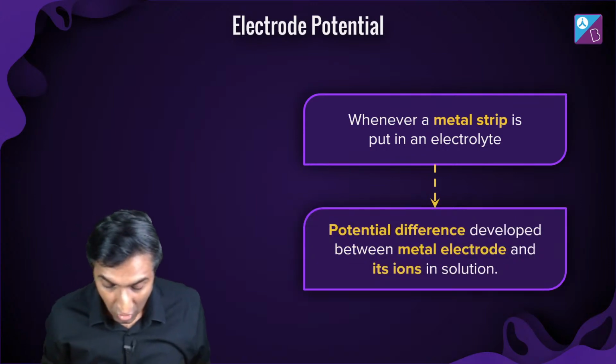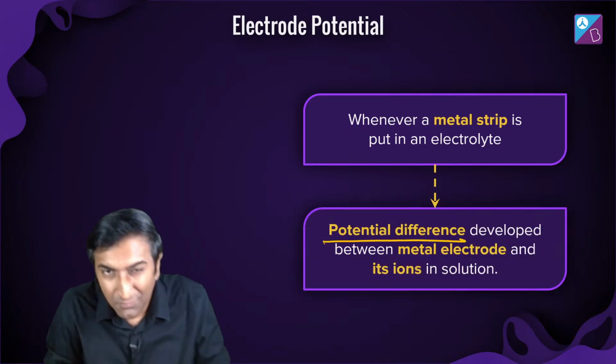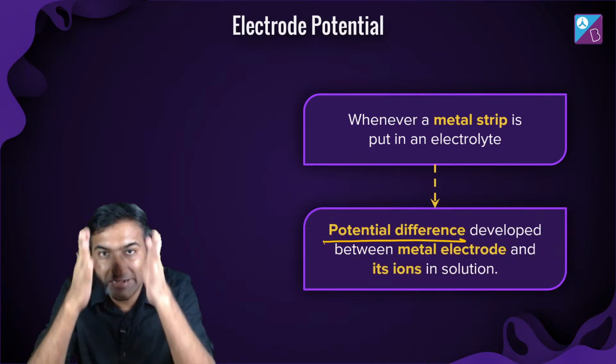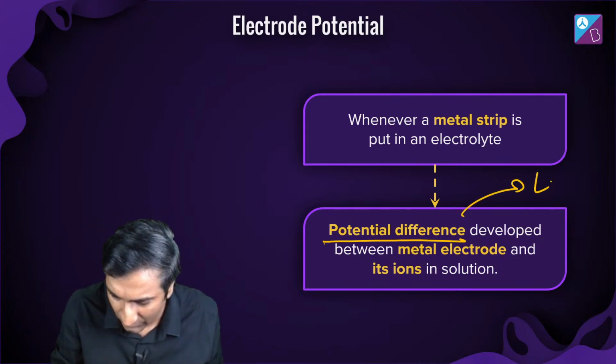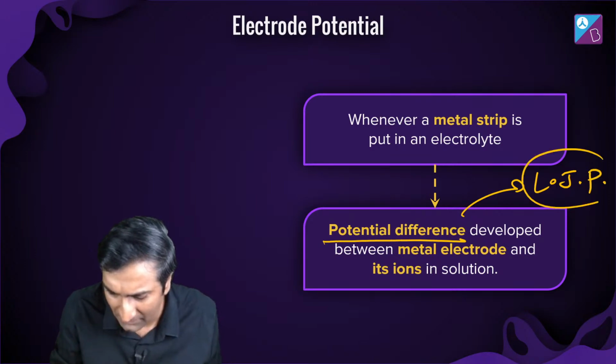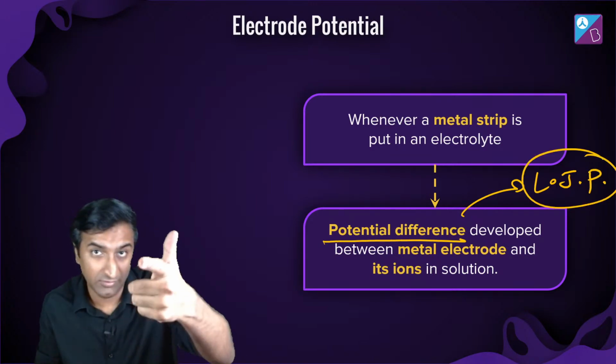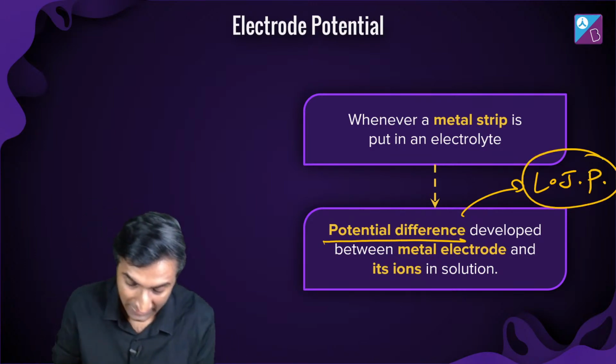ठीक है, also there is a small difference created at that junction itself. We'll talk about this in the next session. It's called the liquid junction potential, LJP in short. Maybe you already know about this. We'll discuss this on Thursday. ठीक है, डिटेल में liquid junction potential के बारे में.